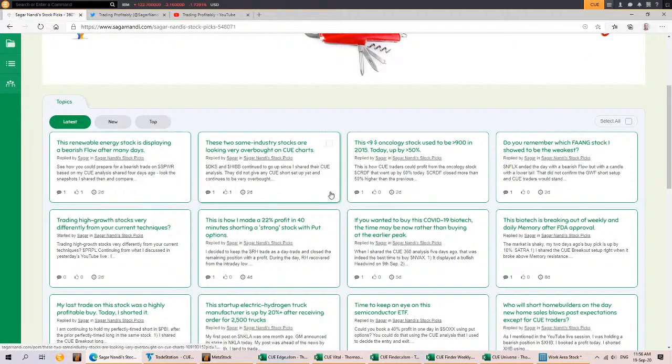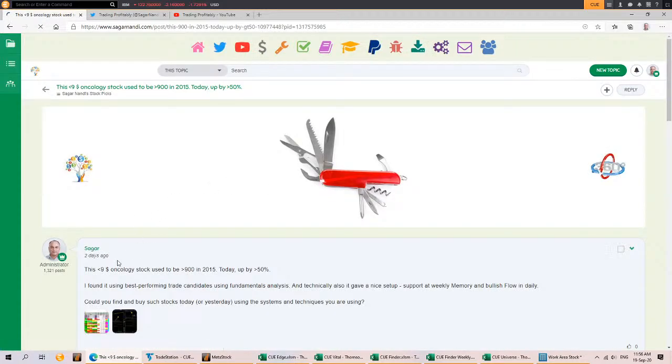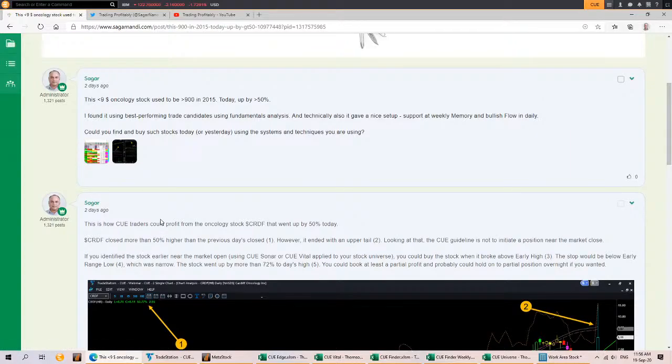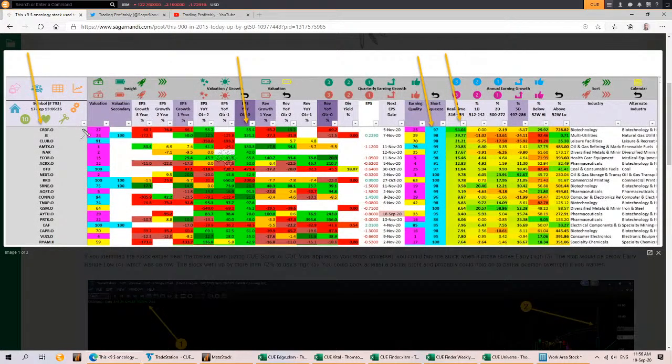This is a very useful technique, and I used this technique to trade this oncology stock, CRDF. This was less than $10, so I found it from the low price stocks. I carried out the exact same exercise, and you can see I shared the snapshot.